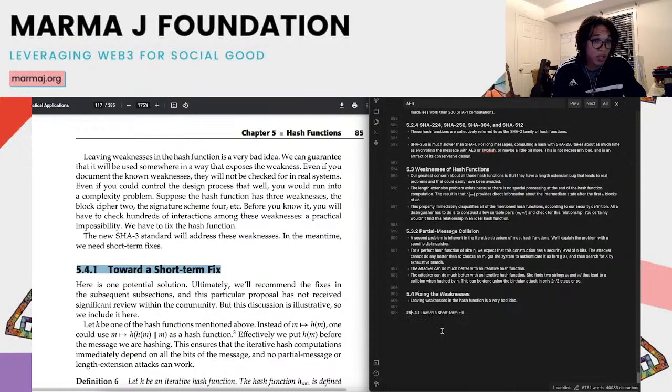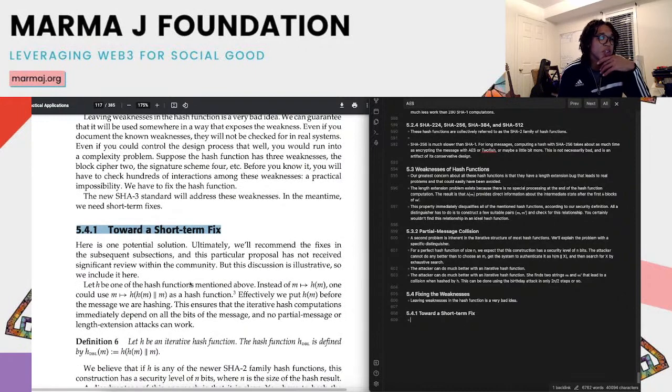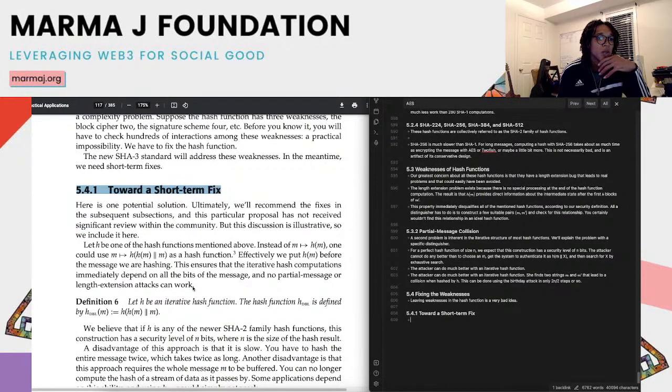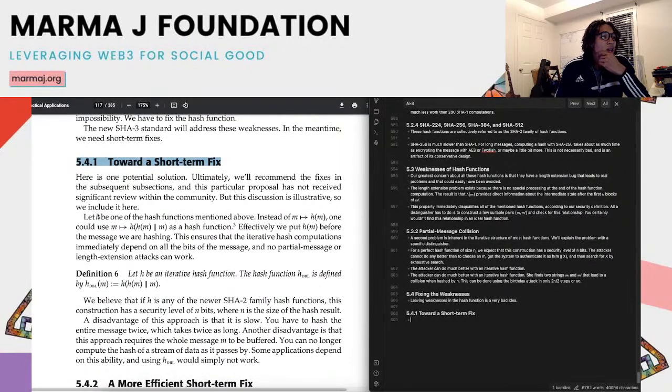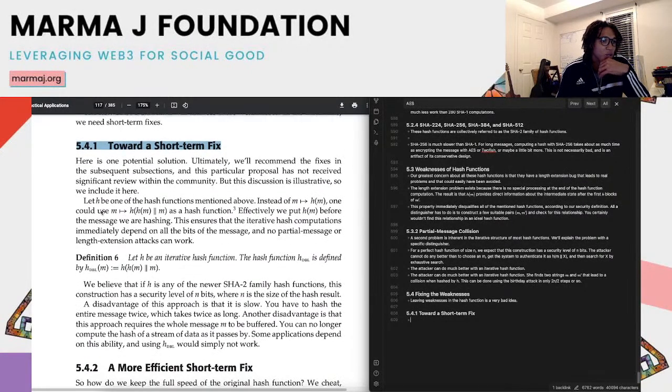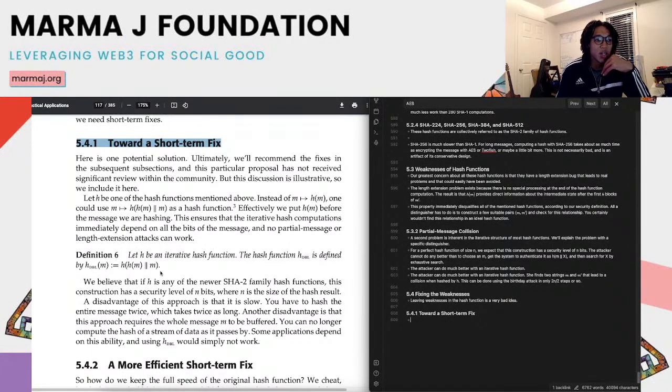Okay. Here is one potential solution. Ultimately, we'll recommend the fixes in subsequent subsections, and this particular proposal has not received a review in the community, but this discussion is illustrative, so we can include it here. Okay, this is like a whole solution. I think the definition is all I'm really going to take, just the definition probably.